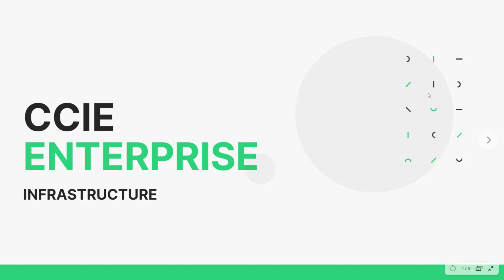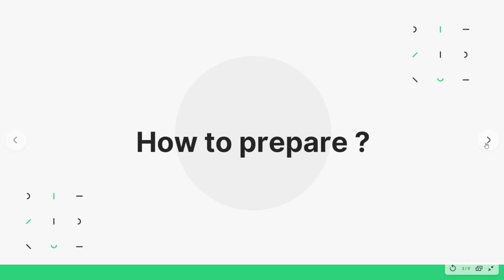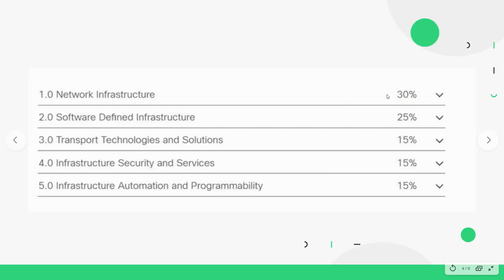Infrastructure review of the lab exam. What are the changes? What are the new things? So let's get started. There are two questions that come to mind when we look at this exam. The first is, what's new? And the second challenge is, after knowing the content, how to prepare for it. So let's see what is new.